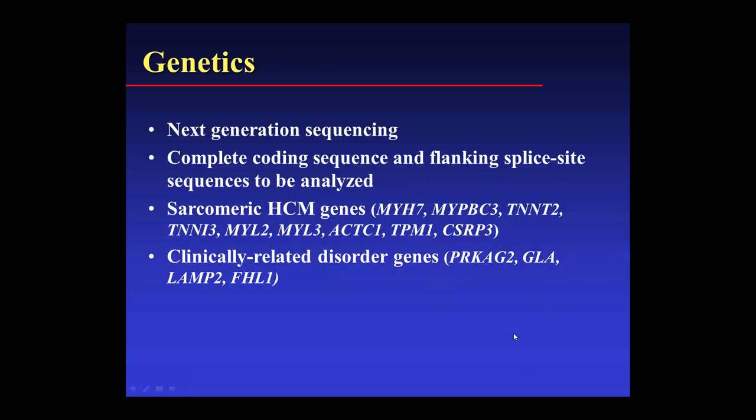The genetics will be drawn and sent to the core laboratory, which is at Oxford University in the UK, for next-generation sequencing. Complete coding sequence and flanking splice site sequences will be analyzed. In addition to standard sarcomeric recognized HCM genes that will be looked for, other clinically related disorder genes will also be examined.